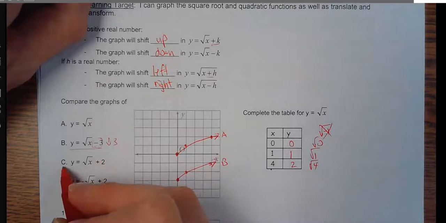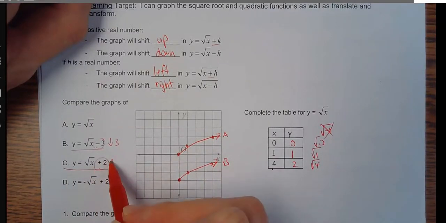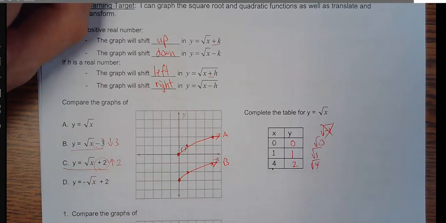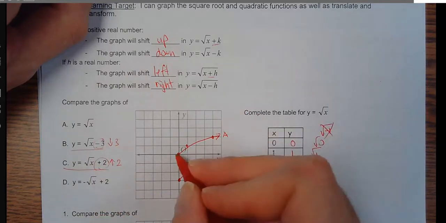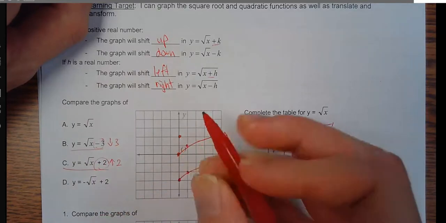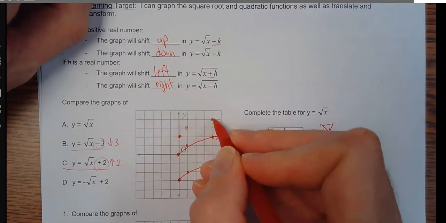And then if I wanted to do C, well, I'm going to take the original A, I'm going to move it up 2 units because that's an after the function addition. So we're going to square root, then add 2, that's going to be up. So all these points go up 2 units. So I just take the first point up 2 units, and then up 1, right 1, up 1, right 3.